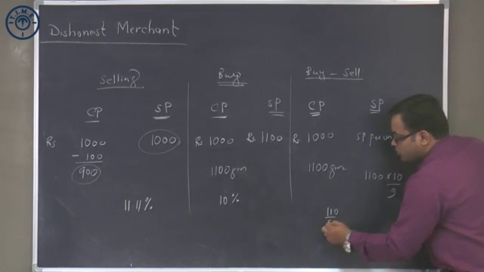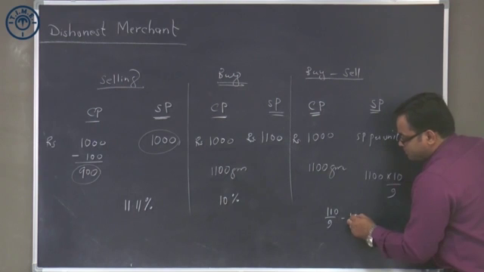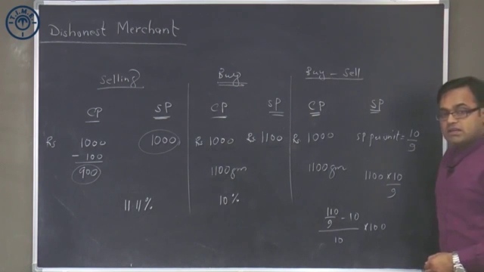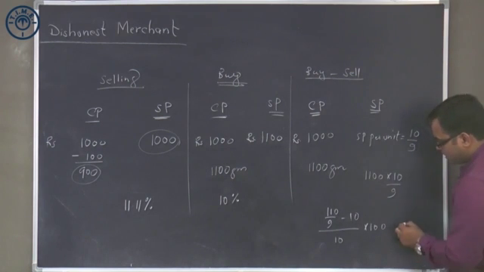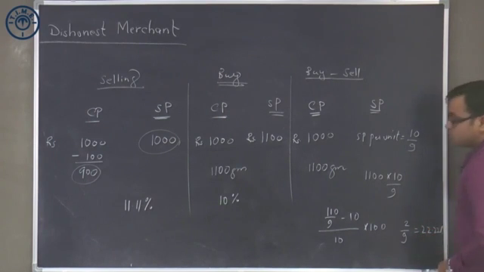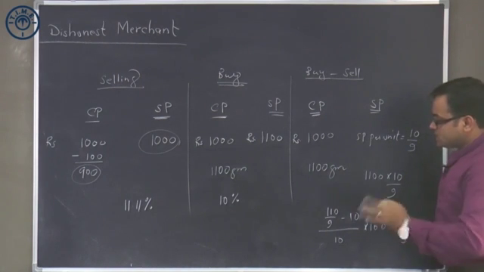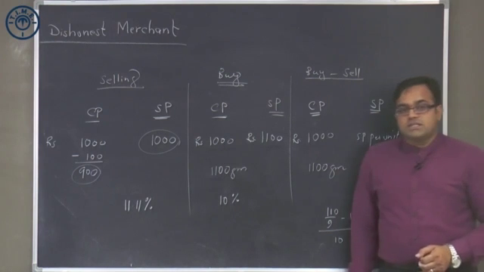So 110 upon 9 minus 10 divided by 10 multiplied by 100. So 110 minus 90 is 20, 20 upon 90. So 20 upon 90, 2 upon 9, is equal to 22.22%. This will be his overall profit percentage. So this is when he is stealing on both the sides.